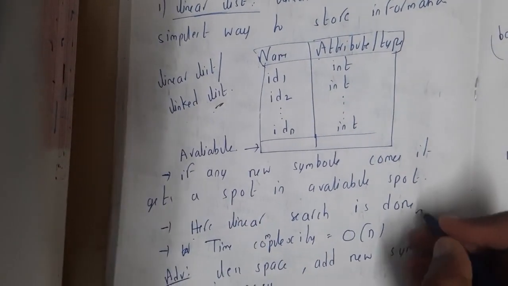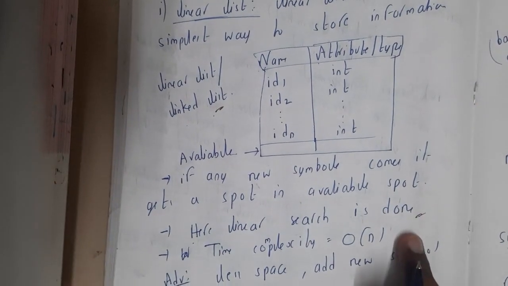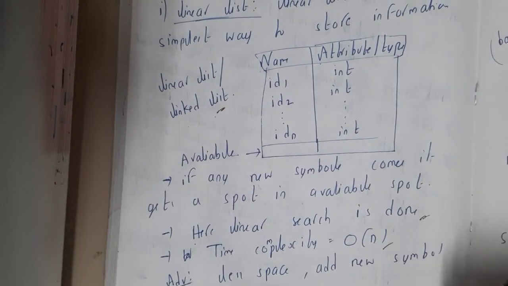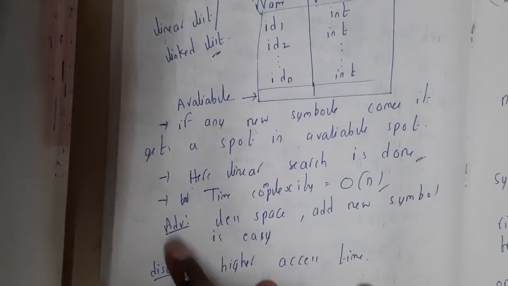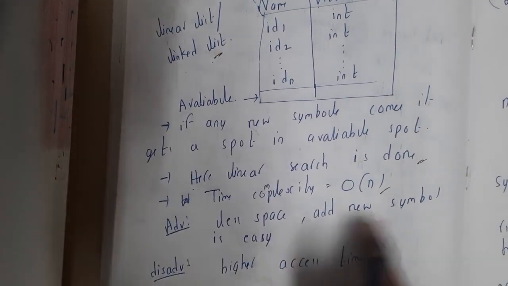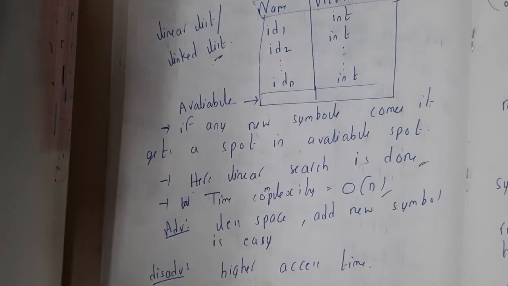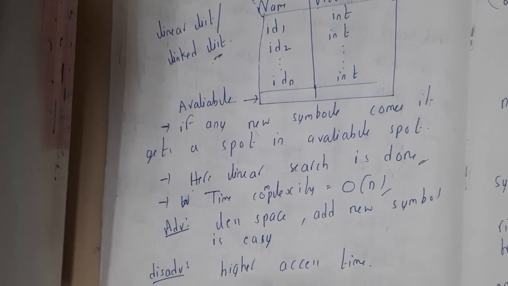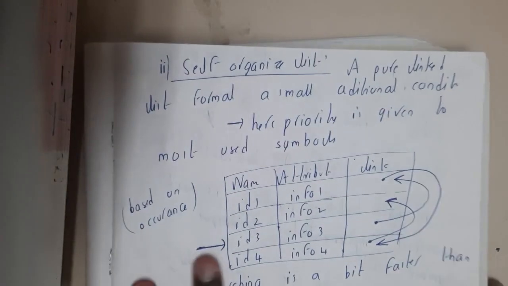Here linear search is done. So basically, if you are searching for any variable, you will be doing a linear search. So the time complexity is big O of n, guys. The advantages are less space and adding a new symbol is easy, and the disadvantage is a higher access time. So basically it is big O of n, right? It will take a lot of time to search.